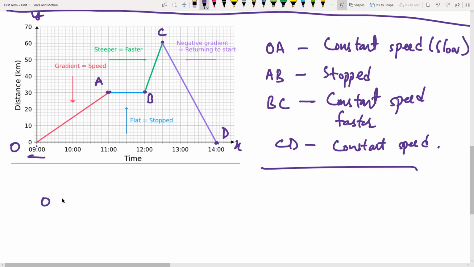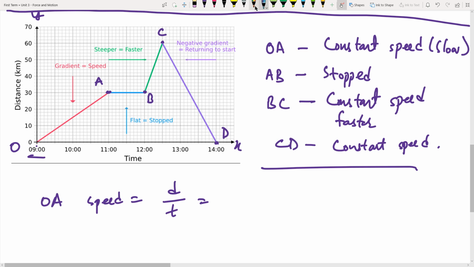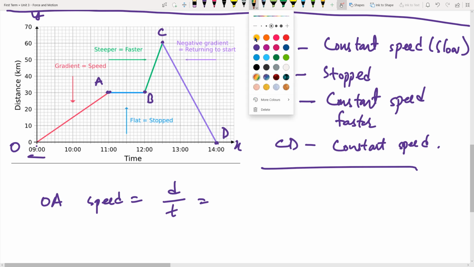So now if we want to calculate, let's calculate speeds for each of these, right? For OA, speed is going to be distance over time, d over t. That is going to be, now I'm going to reduce the size of the pen, right? Let's take this colorful one, right, so that we have a much better understanding of what is happening.